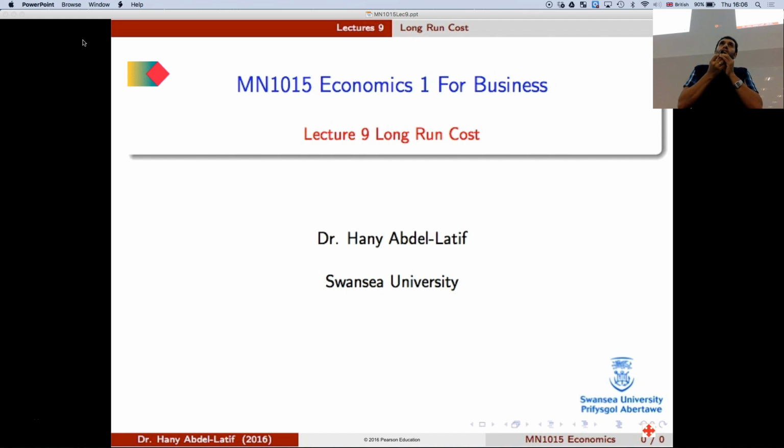We saw how the marginal product curve cuts the average product curve when the average product is at the maximum point. And on the other side, we looked at how the marginal cost curve cuts the average cost curve when the average cost is at the minimum point. So when we look at the cost, we saw how the total cost could be split into 2 components: total fixed cost and total variable cost.